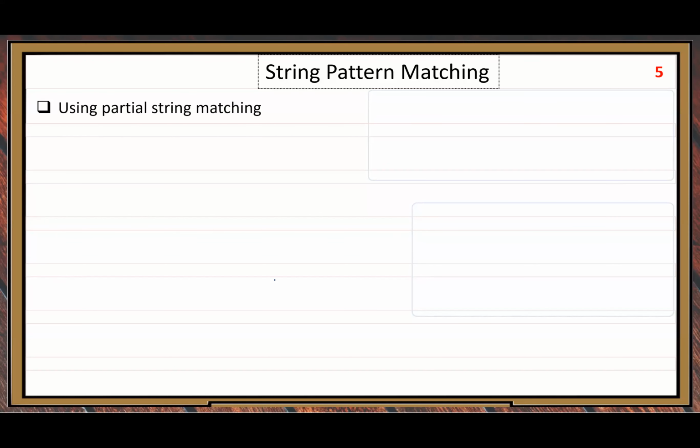String pattern matching, using partial string matching. We have two different ways. The first way is very simple and easy to use, but we cannot describe complex patterns. We can only apply the first method on simple patterns, partial string matching. That is to use the LIKE operator, the comparison keyword LIKE, which only matches part of the string, a partial match.